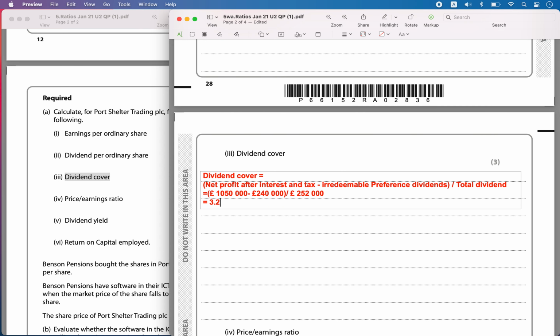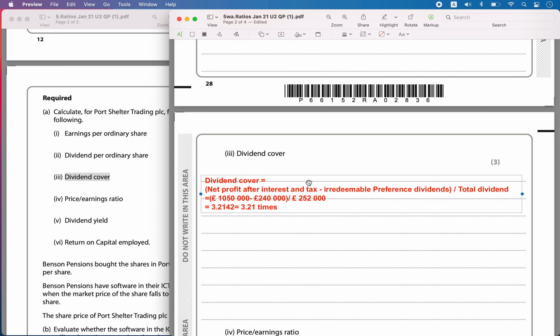So that is going to be equal to 3.2142. Okay, 3.142, approximately equal to 3.21 times.